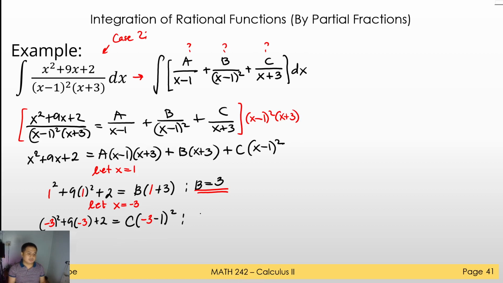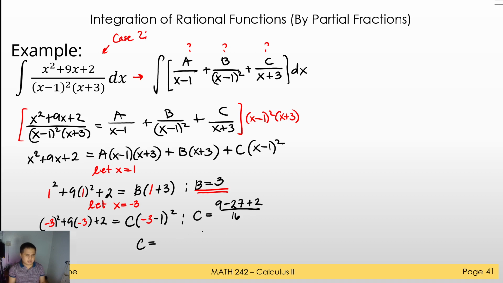The answer here should be... I don't have an answer actually, no? So let's solve this manually. So we have 9 minus 27 plus 2, and then over 16, right?